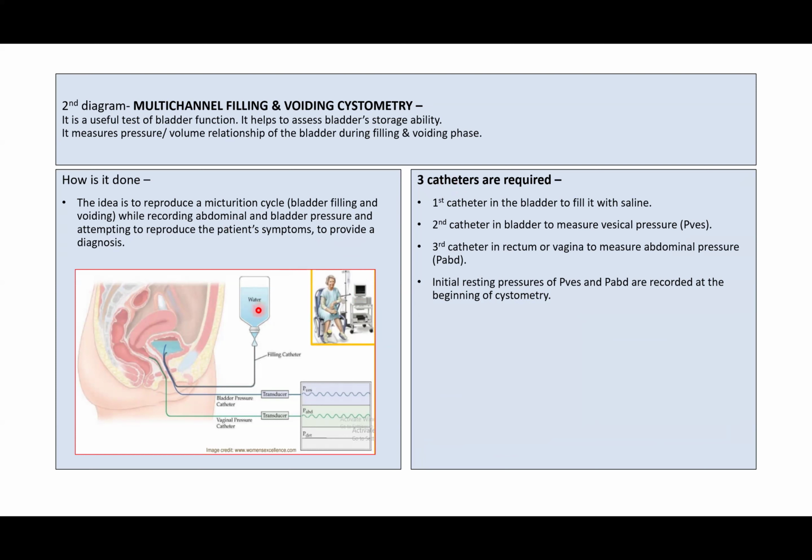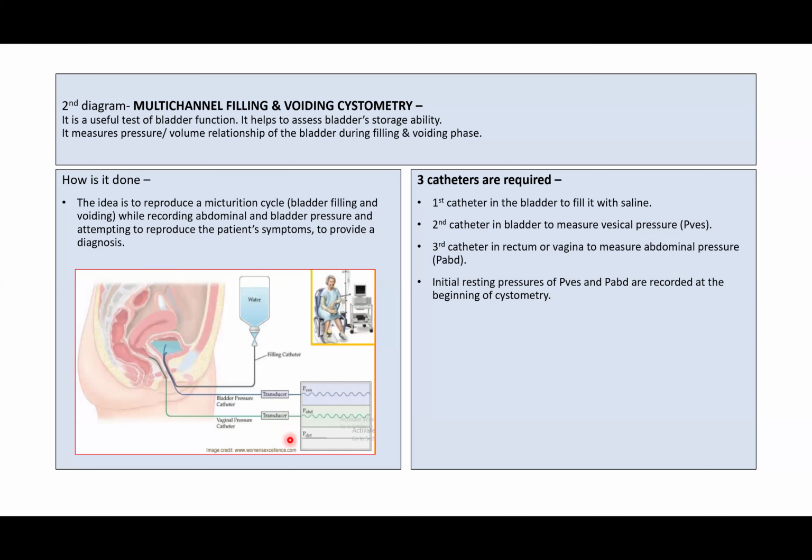catheters. One catheter is this one, the filling catheter. This will fill the bladder with the saline. Then we have the second catheter. It will also be in the bladder and it will measure the bladder pressure, attached to the transducer. Then we have the third catheter, either inserted in the vagina or the rectum, to measure the abdominal pressure.